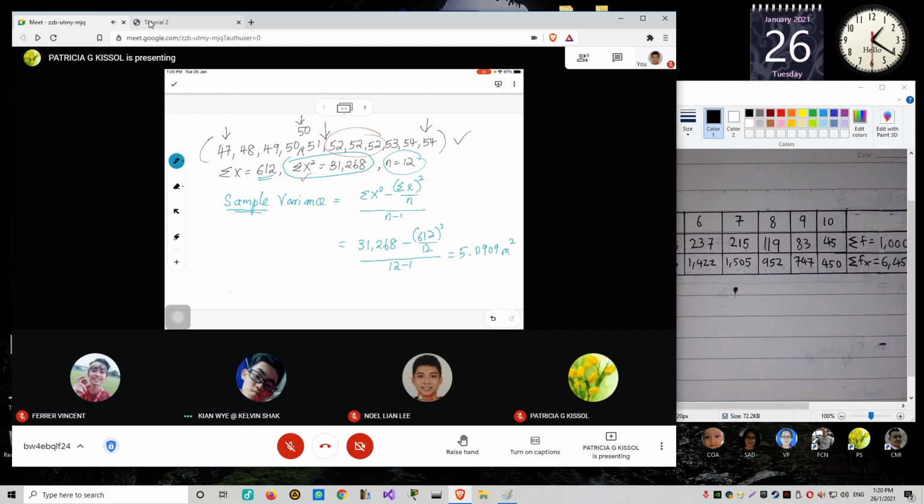And well, that's the problem. I haven't finished the syllabus. But just to inform everyone, if it's a sample, the symbol we use is S squared. If it's a population, for variance, it is sigma squared. All right. So for this, that's the answer for the sample variance.